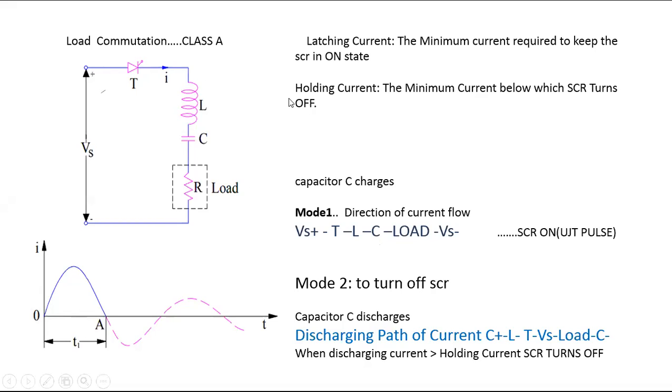Now the second stage of explanation is how we are going to turn off. This is important, so make sure that you are understanding this concept here. So how does the capacitor discharge? You see mode 2. What is our target? To turn off the SCR. So the capacitor starts to discharge.